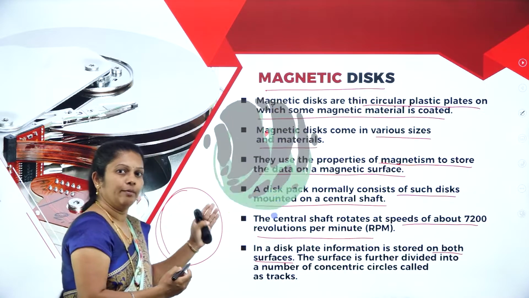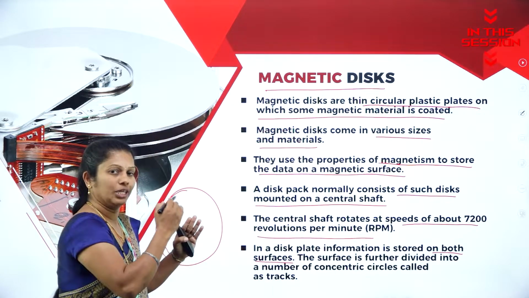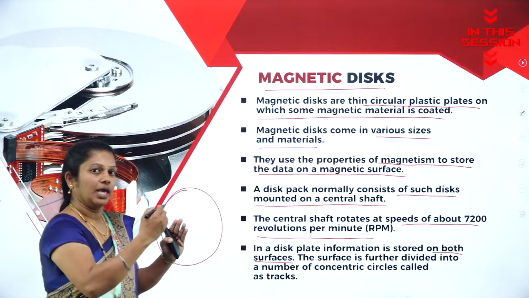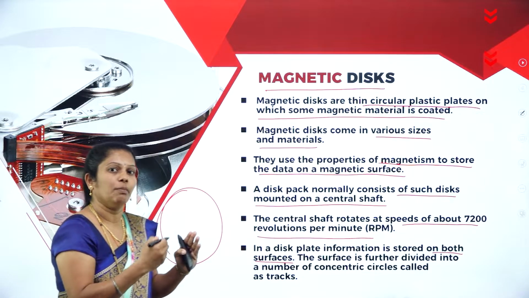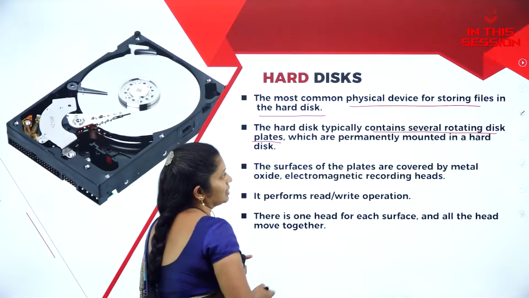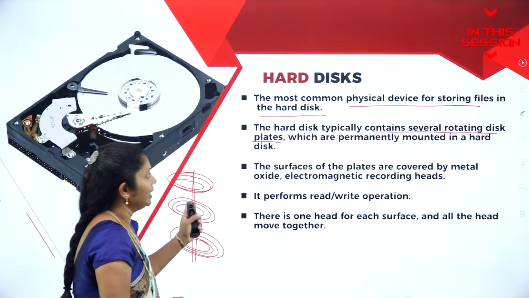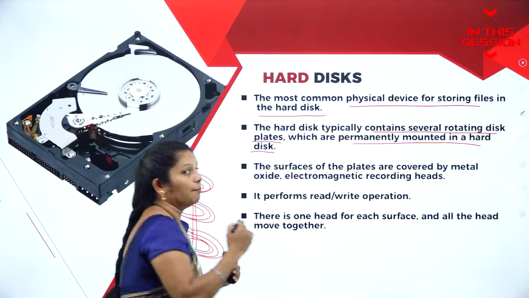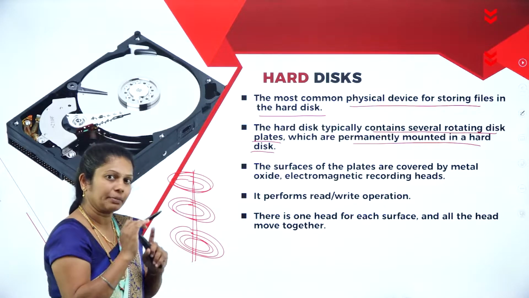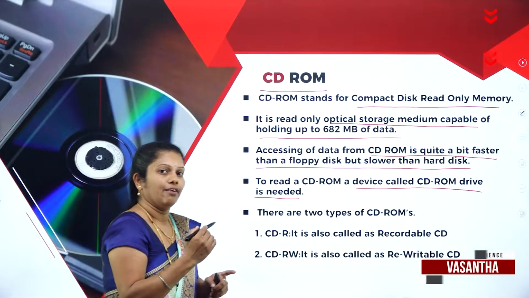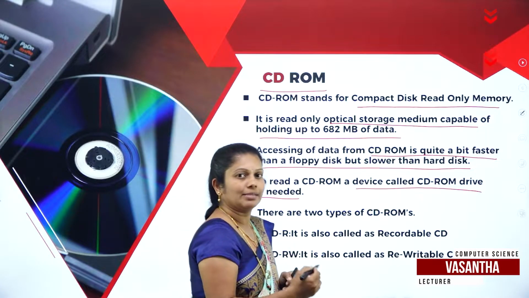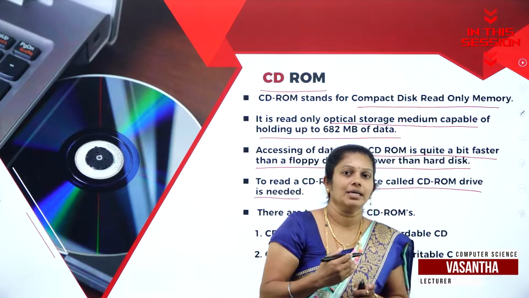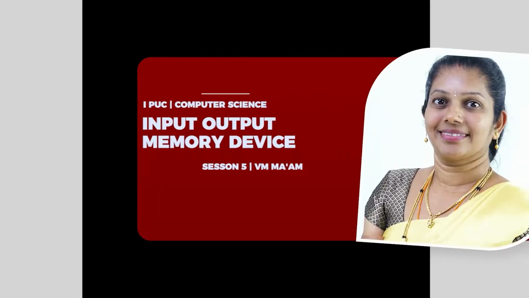On both sides we can store the information on that plate, especially the plastic plate, which is coated with magnetic material. The hard disk typically contains several rotating plates which are permanently mounted in a hard disk. Permanently, inside the CPU it is kept. For example, if I want to process or access any data from a floppy disk, then we need a floppy drive.